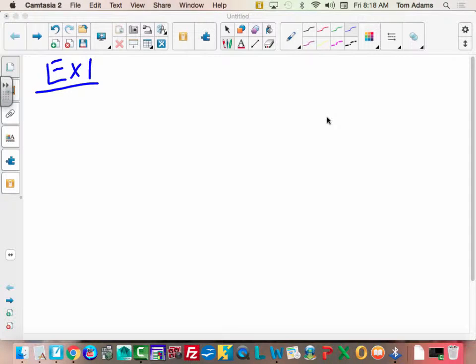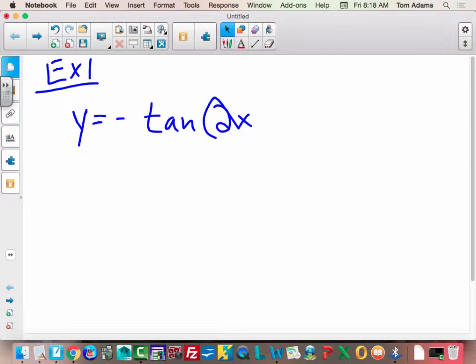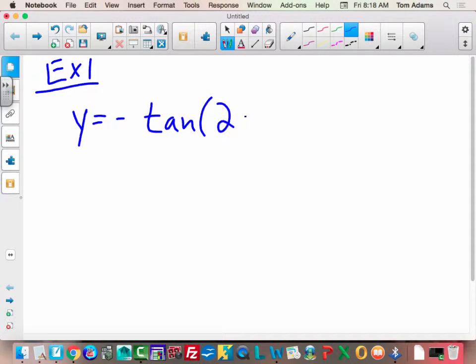So for example number 1, we're going to look at y equals negative tangent of 2x. Okay, and then it asks us to think of it in terms of a basic function, locate the asymptotes, and all that stuff.